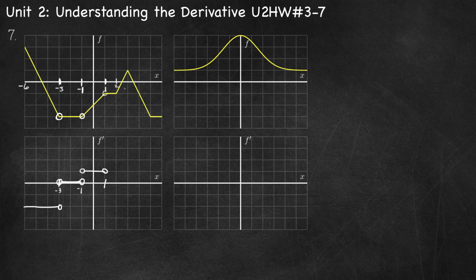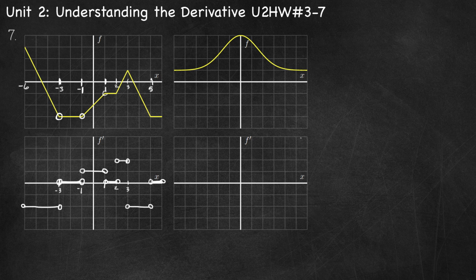Then from 1 to 2, the slope is 0. So I'm back on the x-axis here. And from 2 to 3, the slope is 2. So I'm up here. And then from 3 to 5, the slope is -2. And finally, from 5 to 6, the slope is 0. So we'll say the derivative doesn't exist at the endpoints there.